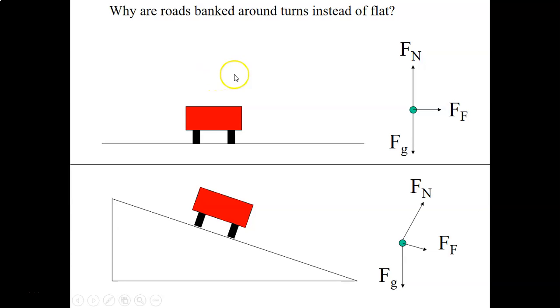I don't know if you've ever wondered why turns, like exit ramps and entrance ramps on the interstate, are typically banked, which means that they're not flat roads. Do racetracks do this? I'm not sure. It seems like some of them do.